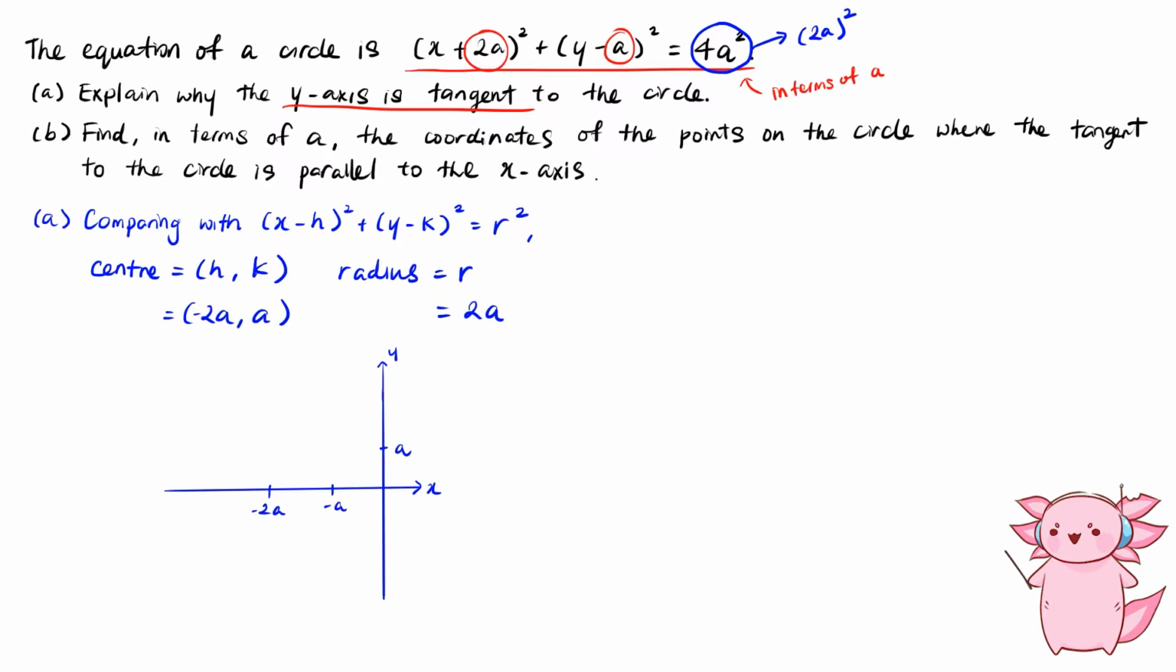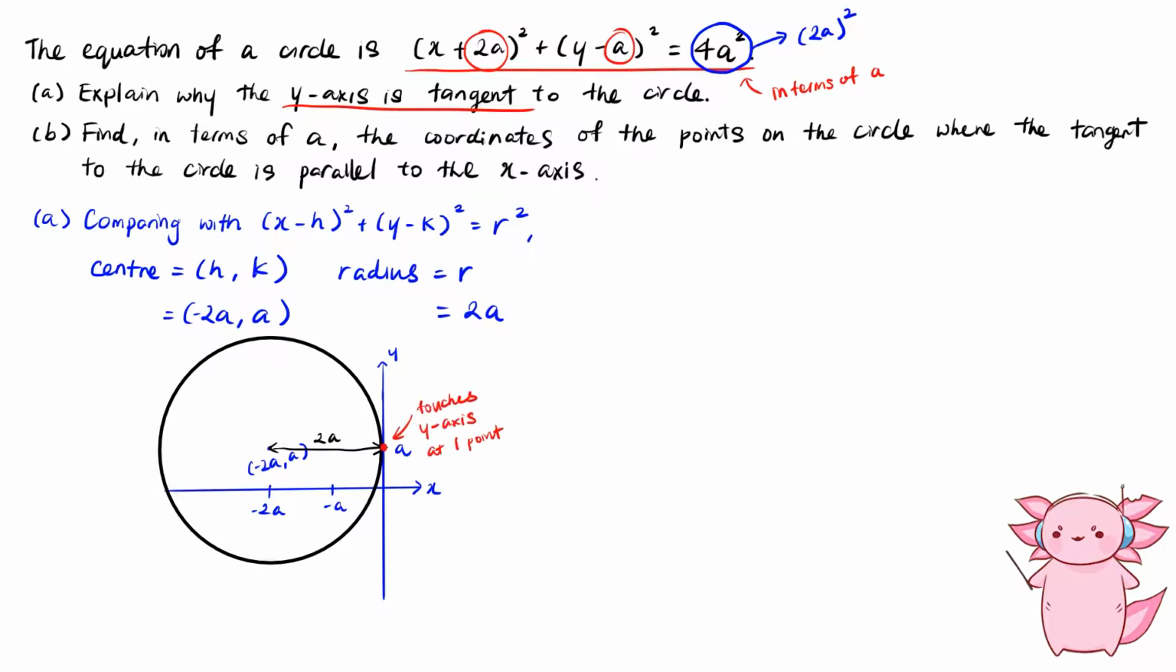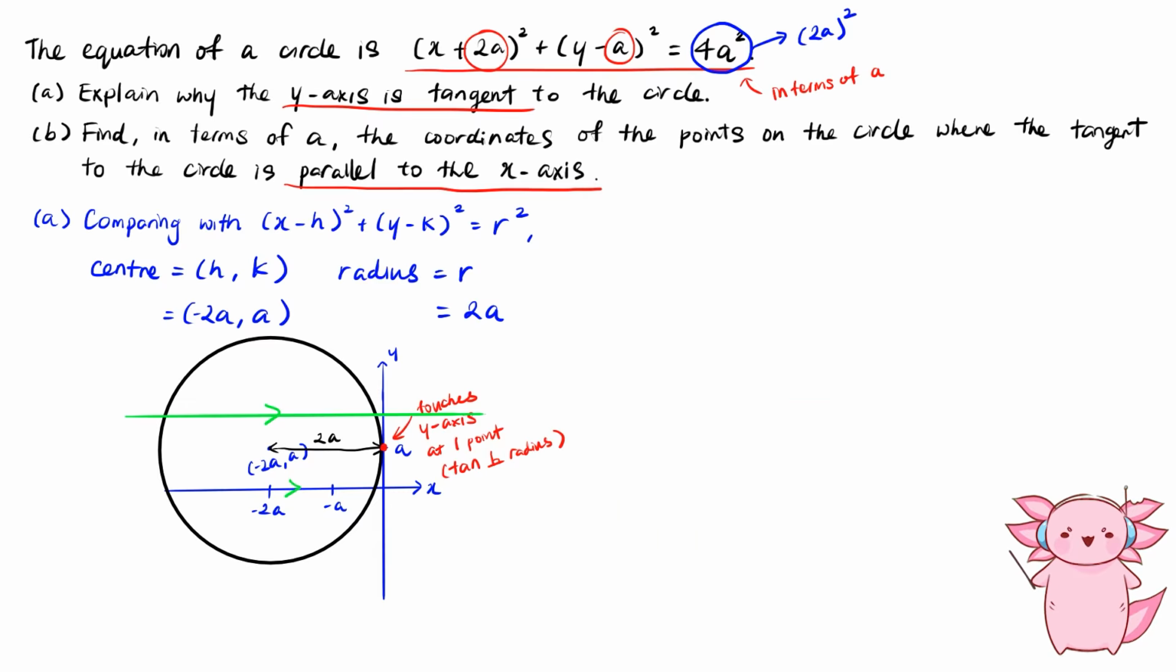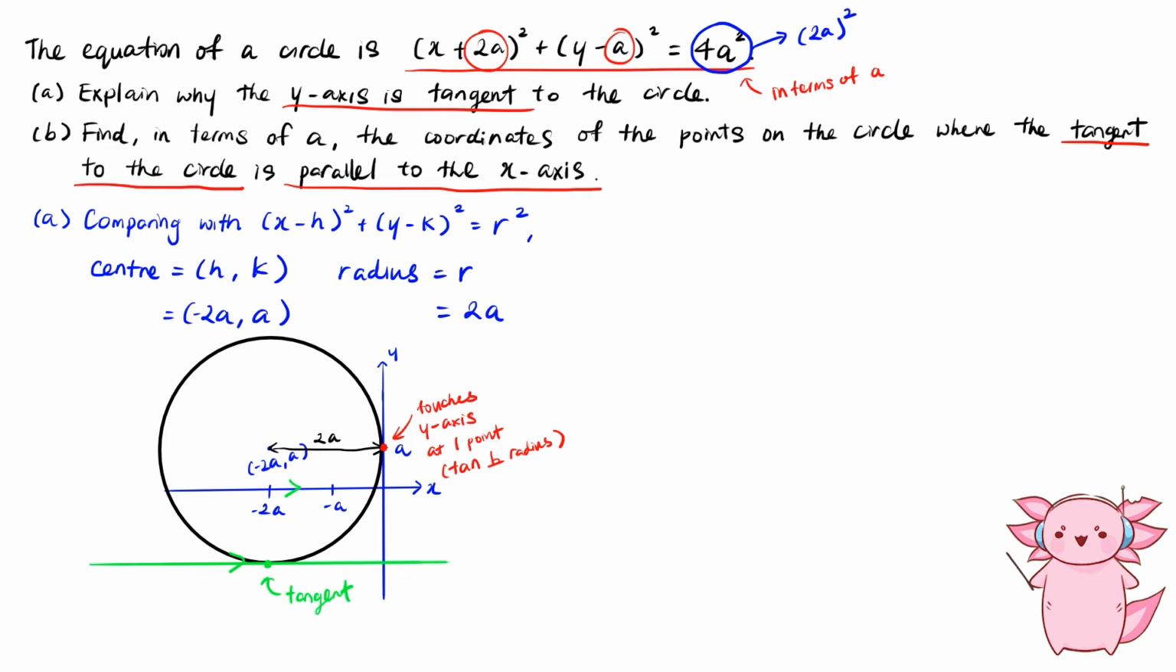Now let's try sketching the circle on the graph, and the center is here, and since the radius is 2a, it actually touches the y-axis at only one point, which makes the y-axis a tangent. Now for the next part, we are looking for a line that's parallel to the x-axis and also tangent to the circle, where it only touches the circle at one point. So the only places that this line can be is here and here.